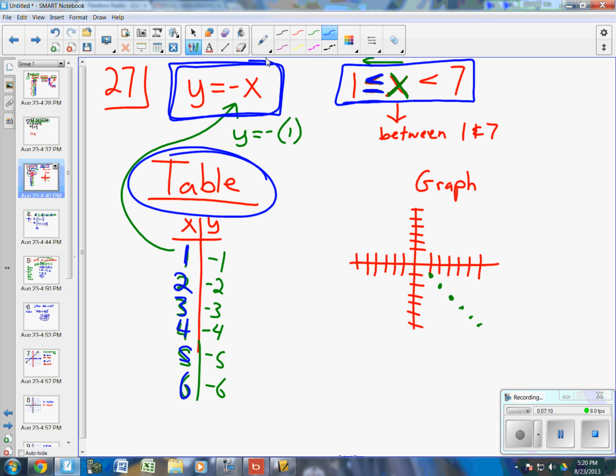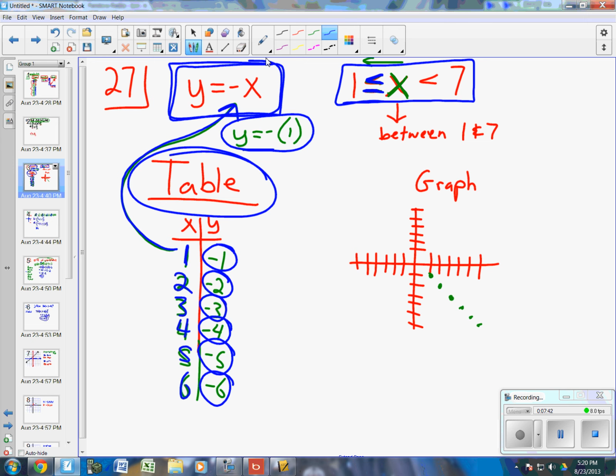And then I plug each one of these domain numbers right here into the function y equals -x. Well, if I put 1 in there, that means y equals a negative, and then in parentheses 1. If I simplify that, that's just -1 that I put right here. Then I put 2 in there, and that's going to give me -2, and 3 gets me -3, and 4 gives me -4, and 5 gives me -5, and 6 gives me -6.